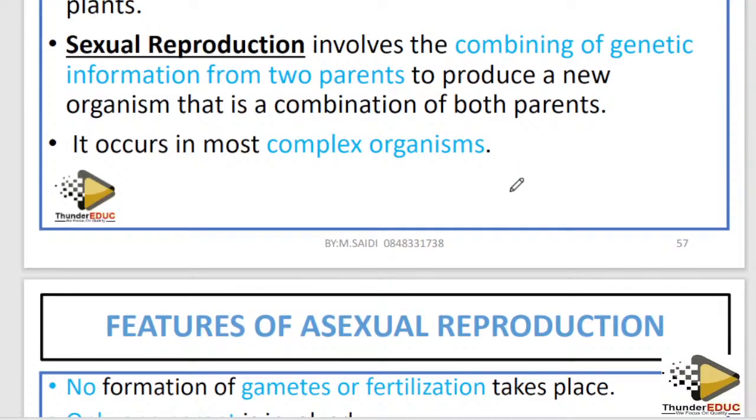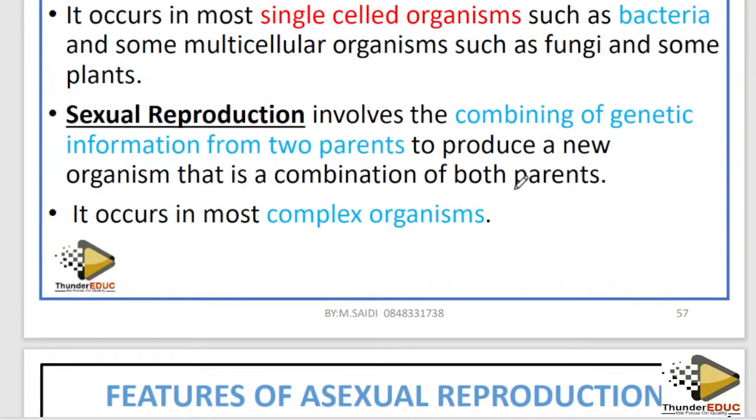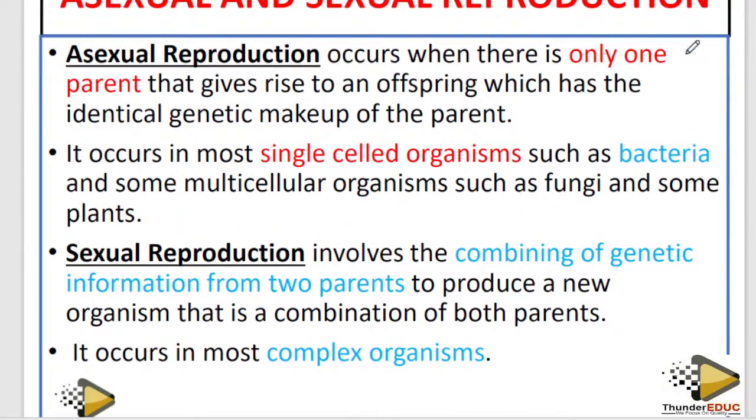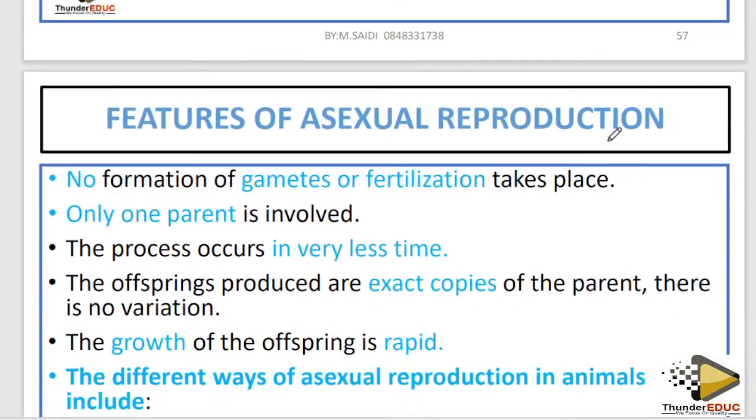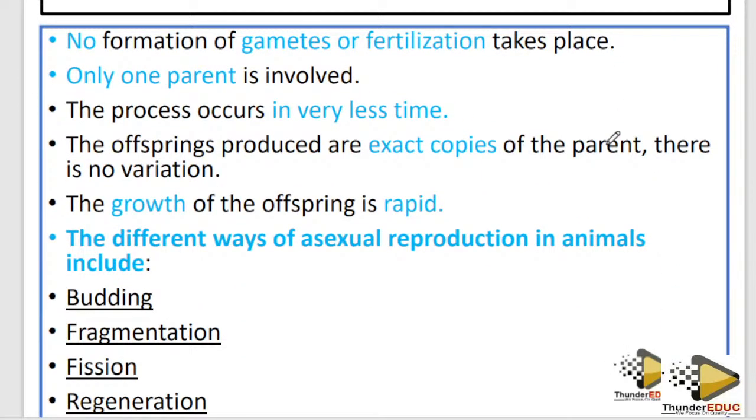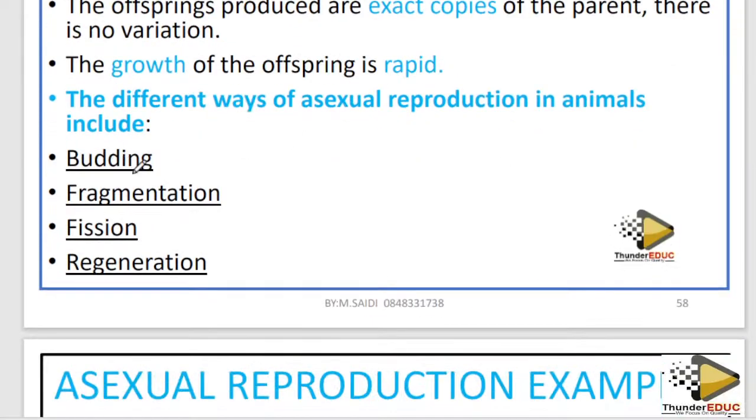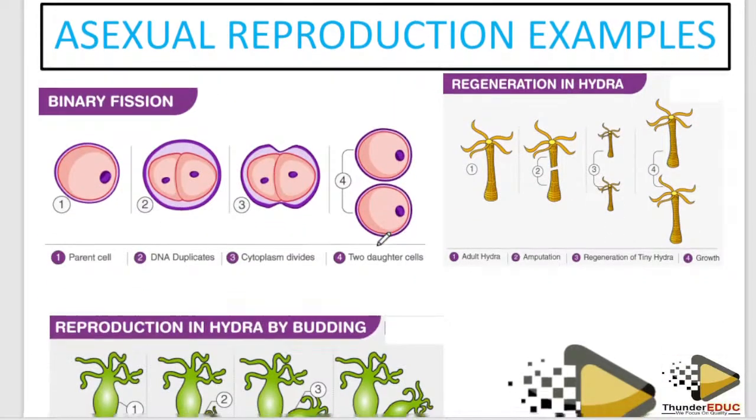Sexual reproduction: know that in sexual reproduction you require gametes, you require two parents. In asexual reproduction, you require only one parent. You understand? So for sexual reproduction you require two parents for reproduction to take place. Examples of asexual reproduction are budding, fragmentation, fission. Hey, don't confuse fission with fusion. Fusion means combining, while fission is splitting. So please don't confuse the two. Yeah, regeneration. So these are examples.